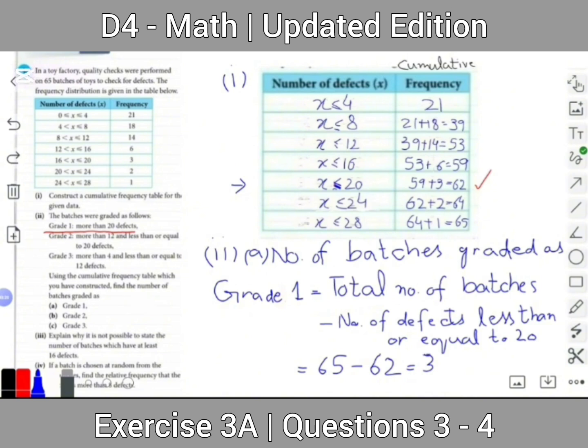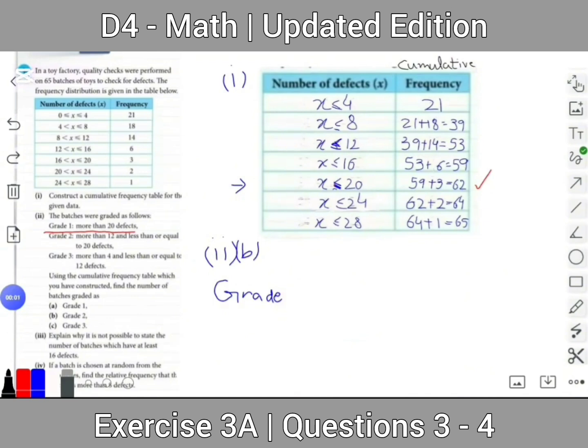To check whether our answer is correct or not, we simply add this 3 to 62. So 62 plus 3 is 65, which is equal to the total. So it means we are going in the right direction.